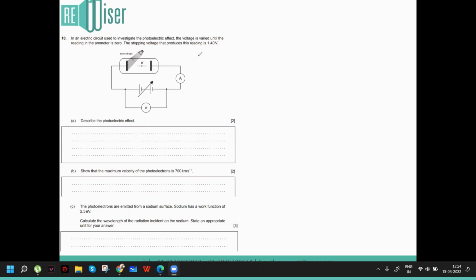Here the stopping voltage Vs is given to be 1.4 volt. It is necessary for us to remember that stopping voltage is the voltage that is provided such that the electrons that are emitted during photoelectric effect are no longer capable of moving towards this plate or collecting at this plate.